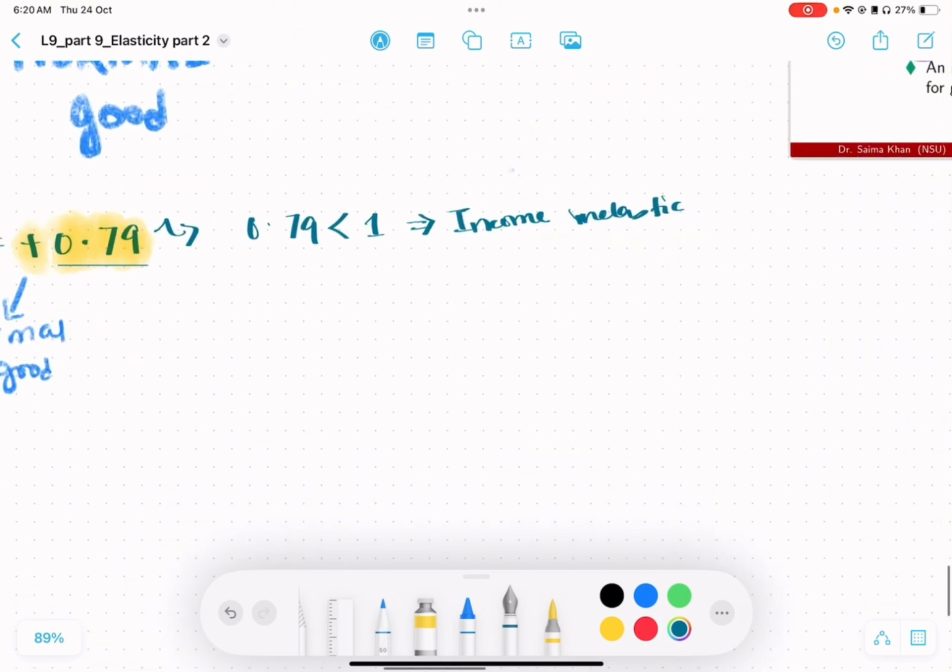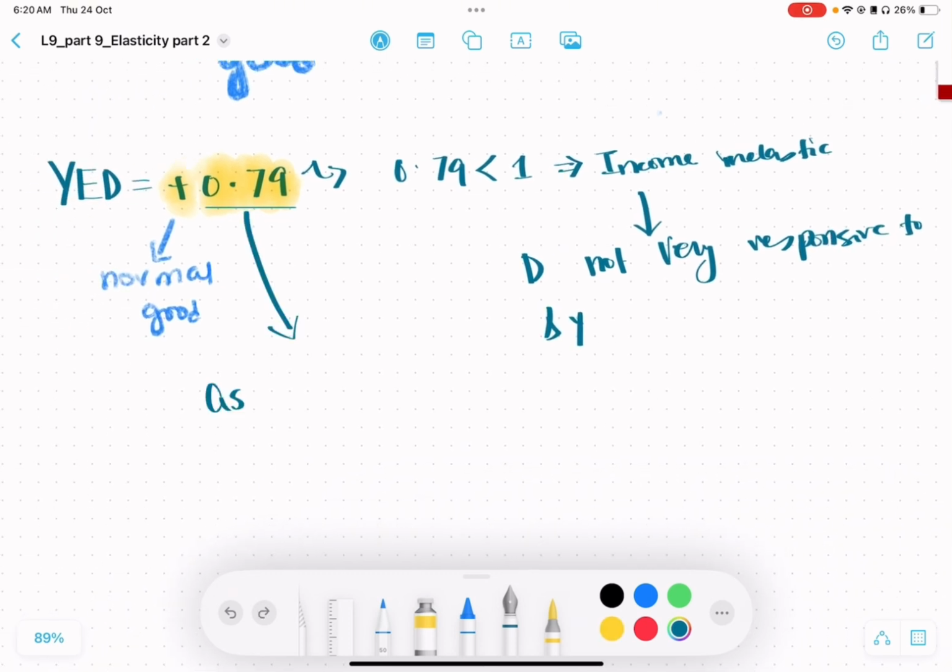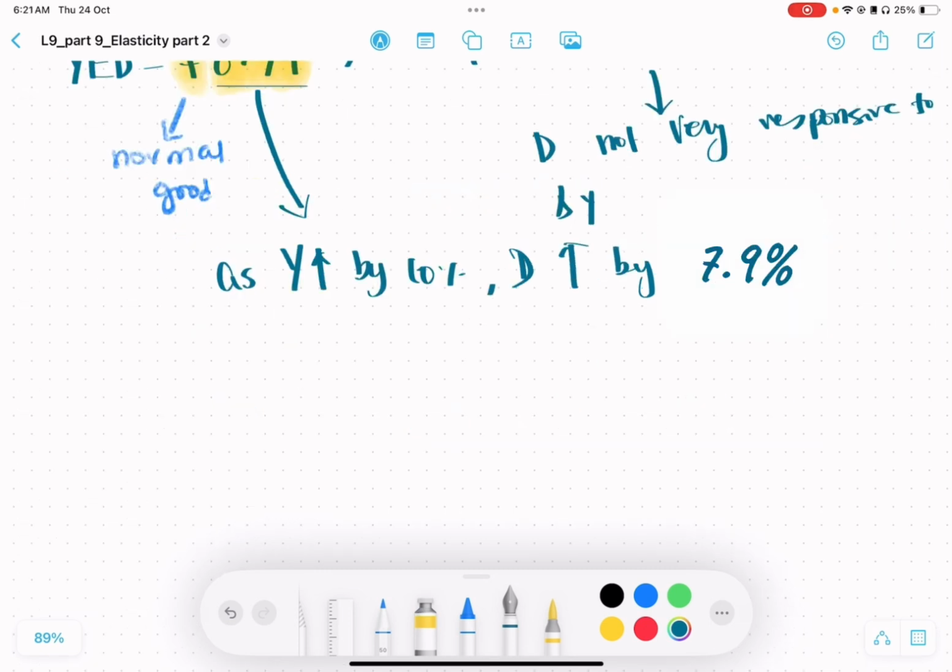So we can say that the good is income inelastic. So if it is income inelastic, we're basically saying the demand is not very responsive to a change in income. So if you were to read this, you would say that as income increases by 10%, demand for a particular good would increase by 7.9%.